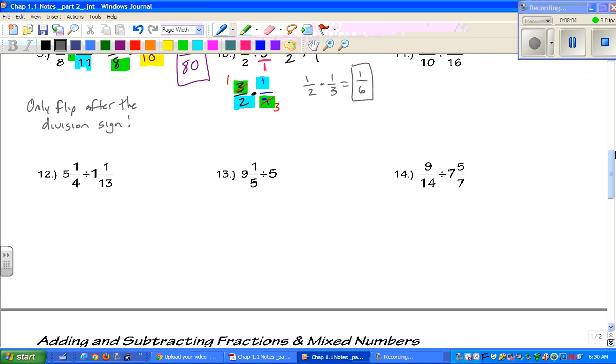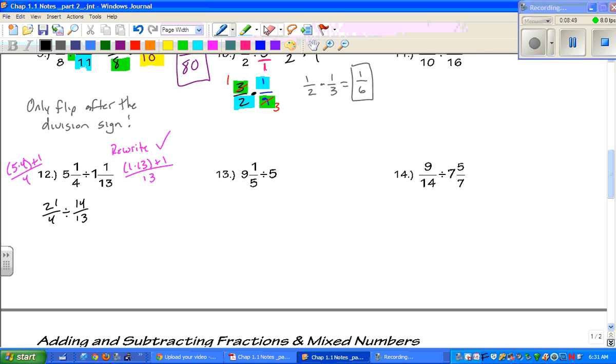Let's move down to number 12. Okay? Now, looking at 12, both of these are in mixed numbers. So we need to rewrite them, okay, by using the check mark method. So 5 times 4 plus 1 over 4, and then 1 times 13 plus 1 over 13. We get 21 over 4 divided by 14 over 13.